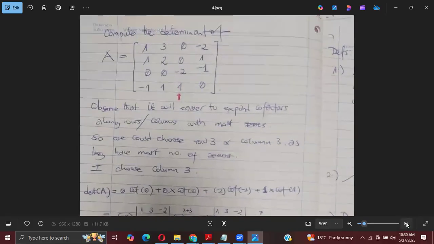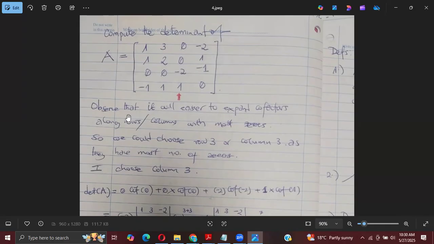So compute the determinant of this matrix A, which is this matrix: 1, 3, 0, minus 2, 1, 2, 0, 1, 0, 0, 2, minus 2, minus 1, minus 1, 1, 1, 0. All right. At the end of this lecture, if you're able to compute such a determinant for n by n, this 4 by 4, then I will be somewhere that I'd expected you to have arrived.